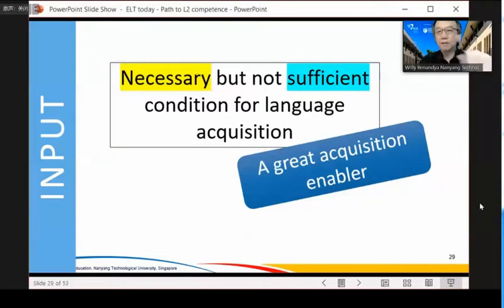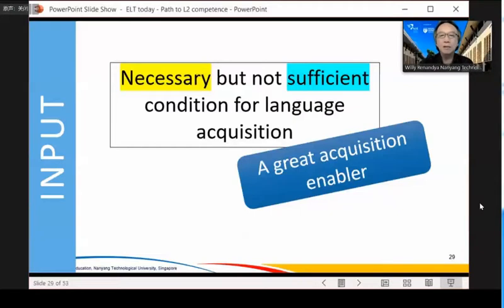In the past, there was a lot of discussion whether input is necessary and sufficient. I think we have now come to an agreement that yes, it is necessary, but it's not a sufficient condition for language acquisition. But what we are saying here is that both are important. So don't just focus on the sufficiency issue, but pay attention to the first bit, which is necessary. It's a precondition for English language learning to happen. So without input, not much can happen in your English language classroom.